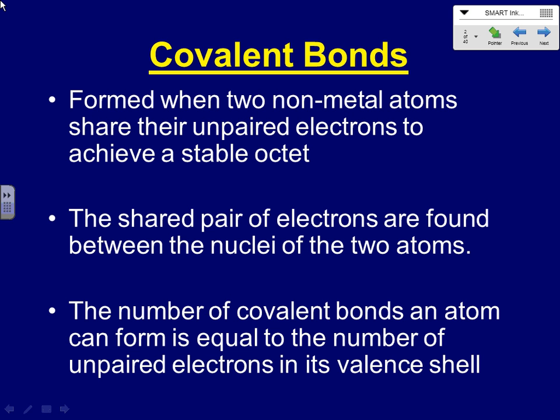The number of covalent bonds an atom can form is equal to the number of unpaired electrons in its valence shell. And we've already seen that before. Something like nitrogen has a pair of electrons and then 3 lone electrons. It's going to be able to form 3 bonds. All right, and that's stuff from last year.